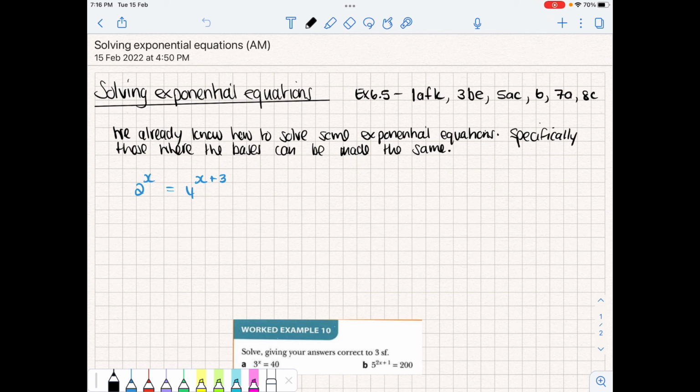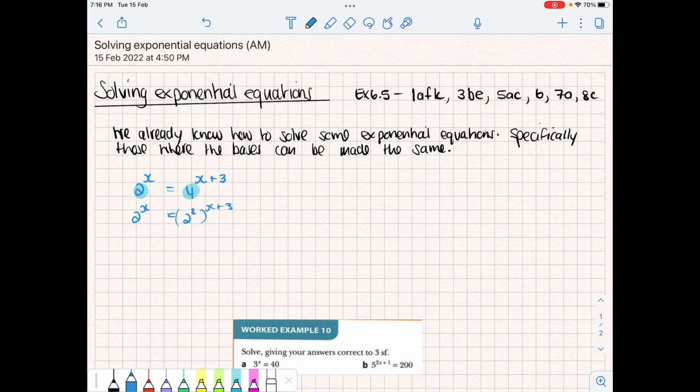x plus 3. What we would have tried to do in the past is say, well, if I can make the bases the same, then I can equate the exponents. So we try to change all the bases into the same thing. We have base 2 and base 4, and I know I can convert base 4 into base 2. So this will remain the same. I'm going to change 4 into base 2 squared, and this is raised then to the power of x plus 3.